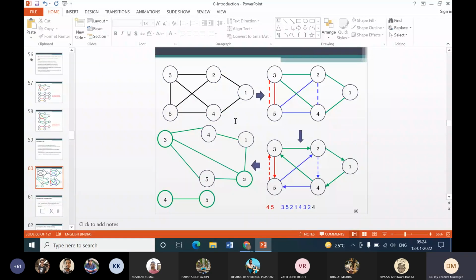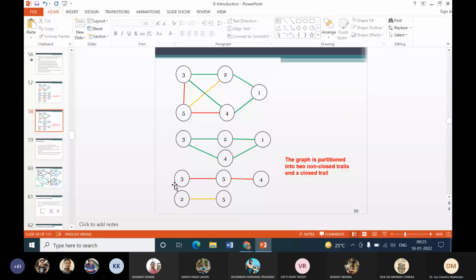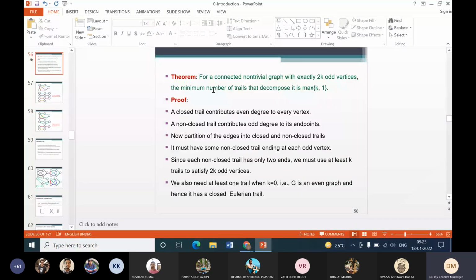Okay, so basically what happens, you look into this graph. This graph has 4 odd vertices. So this is an even vertex, this is an odd vertex, 4 is also an odd vertex, 5, 3. So there are 4 odd vertices, so basically 2 into 2 odd vertices. So k का value is 2 for this graph. Now the question is, how can I decompose this graph into 2 trails? That is the basic question. If we look here, for a connected non-trivial graph of 2 into 2 odd vertices, the minimum number of trails needed to decompose it is basically k. How do we do this?